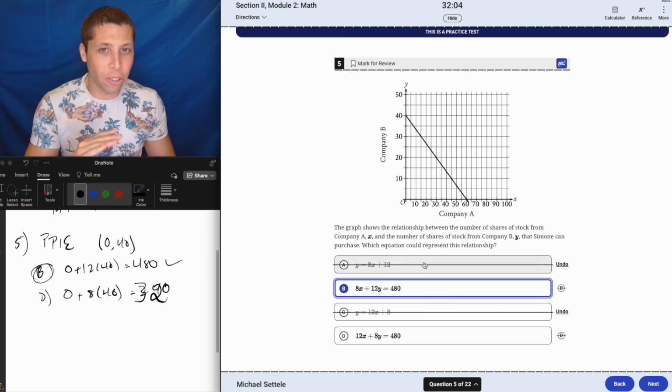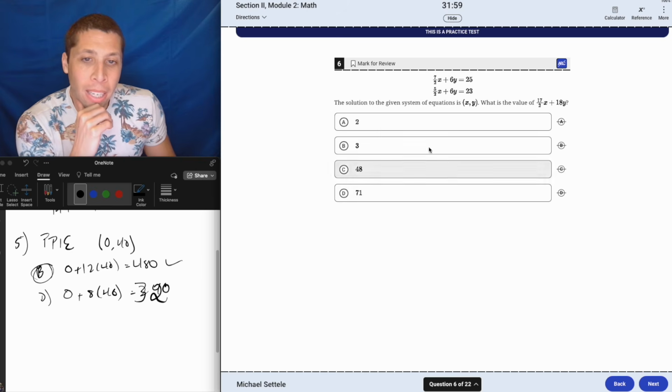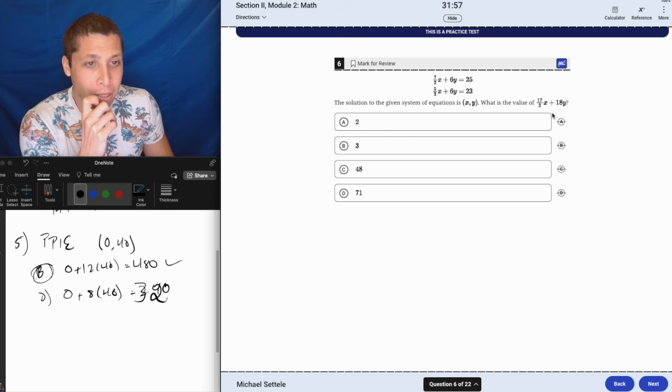Doesn't matter what the equation looks like. If you plug points in equations, you can just see how the point fits. All right, solution is something.